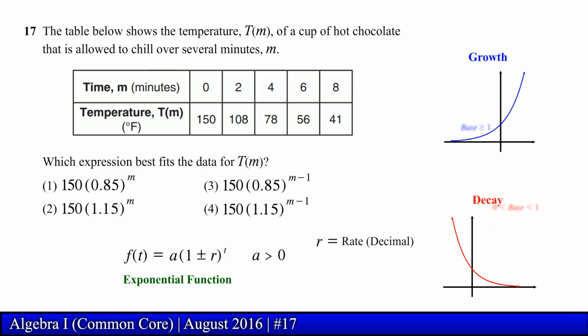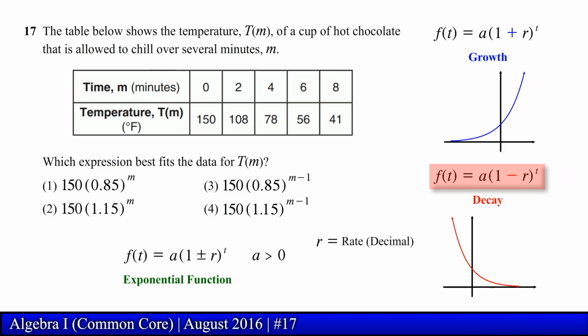If r represents the rate of growth expressed as a decimal, then we would use the exponential function with the quantity 1 plus r to model an exponential growth function. If r represents the rate of decay expressed as a decimal, then we would use the quantity 1 minus r to model an exponential decay function. In both exponential models, a represents the original or initial value and t represents time.